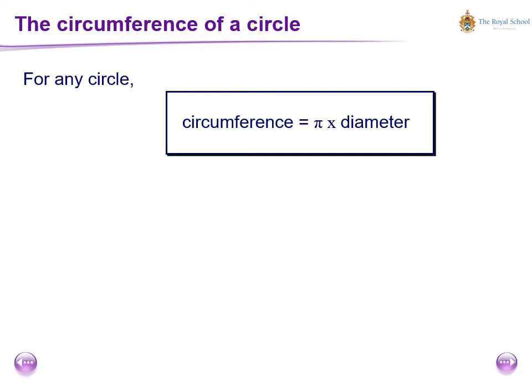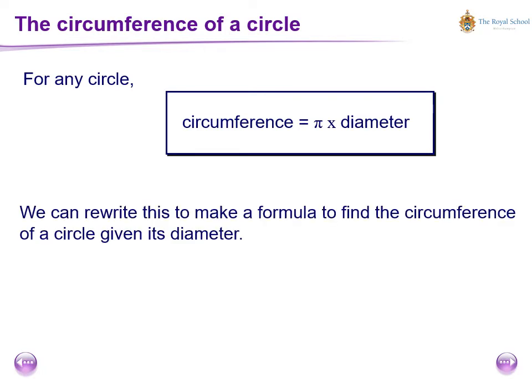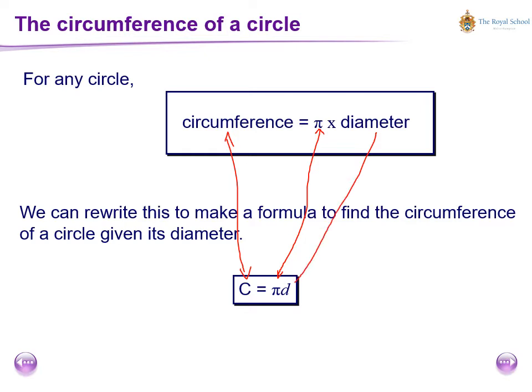So I'd definitely write down what's in the box here, or if you're quite confident with this, we could actually rewrite this in an algebraic way to make a different way of writing the formula. So we could just have C equals pi d, and we can see here circumference has been replaced with the letter C. Pi is still in there, we need that 3 and a bit number definitely, and diameter has been replaced with the letter D.